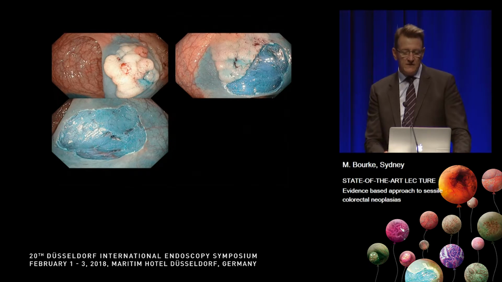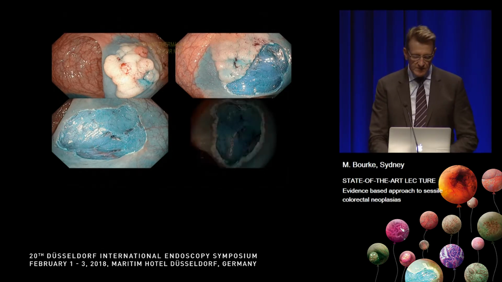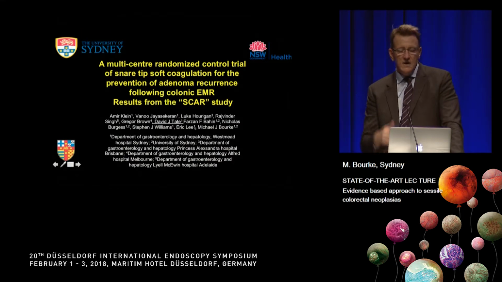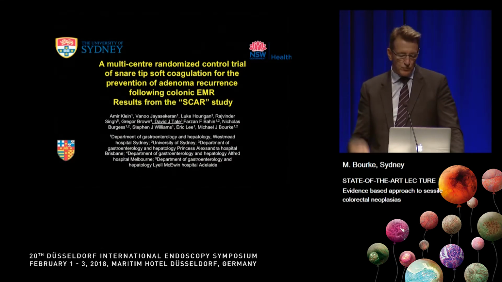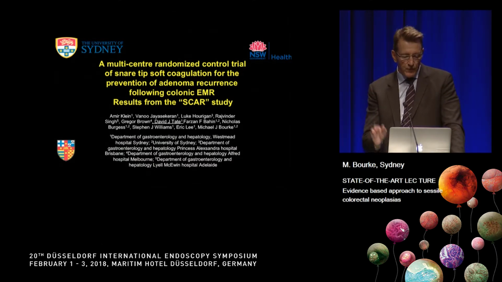And finally, we need to consider this idea of thermal ablation of the post-EMR margin. So here we see a very clean EMR resection, and then what we do is we apply thermal ablation using snare tip soft coagulation. Same technique as we use for intraprocedural bleeding, which I think I demonstrated yesterday. Very simple, 80 watts effect 4, and you just coagulate the margin of the lesion.